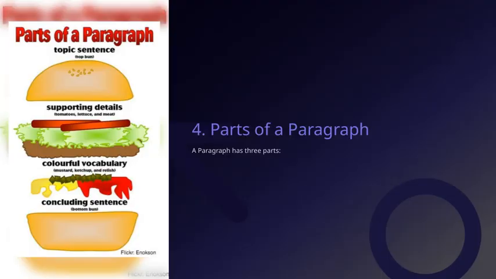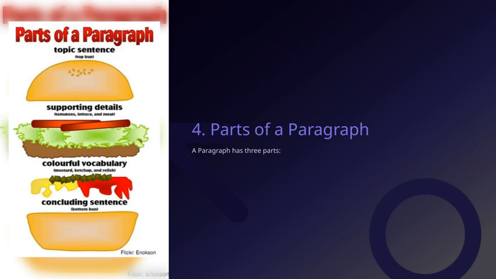Now, let's take a closer look at the parts of a paragraph. A paragraph is made up of 3 essential parts, and understanding these will help you write more effectively. First, we have the beginning, which usually introduces the main idea or topic. It sets the stage for what you're going to talk about.